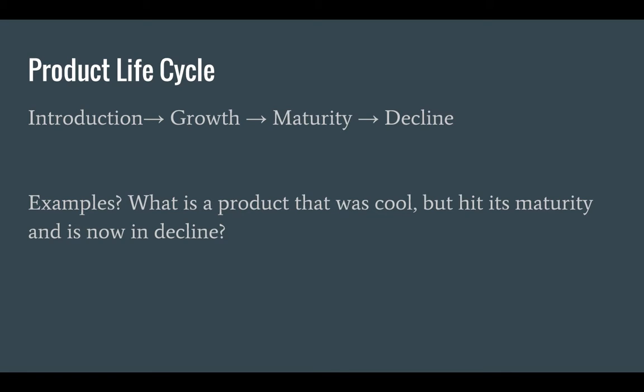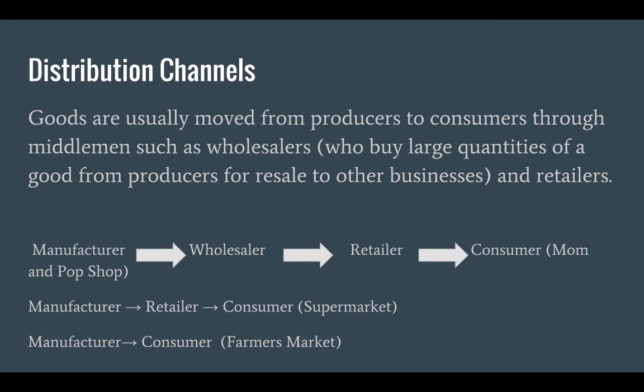So it's interesting. All right, thinking about distribution channels, goods are usually moved from producers to consumers through middlemen, such as wholesalers, who buy large quantities of a good from producers for resale to other businesses and retailers. So you have manufacturers, which move to the wholesaler, then to the retailer, and then the consumer, which would be a mom and pop shop, right? And then you have the manufacturer moving to a retailer, moving to consumer.